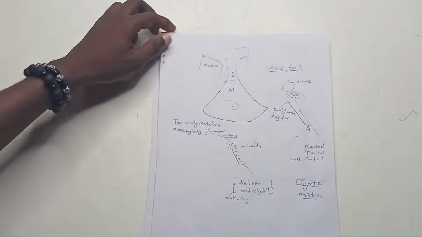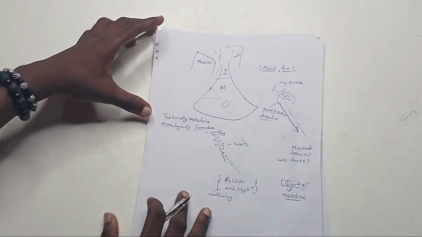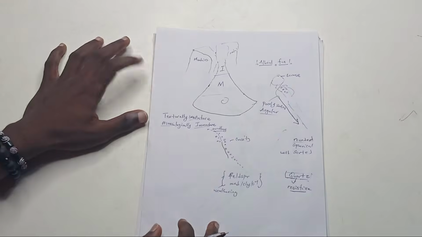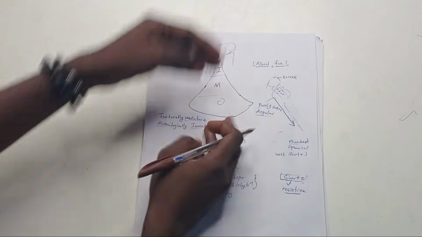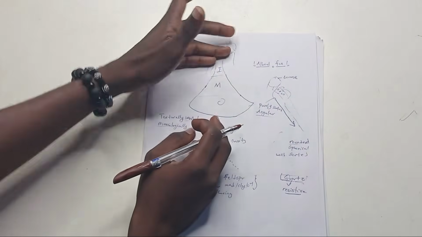Okay, what is the texture? What's the grade of the texture of an alluvial fan setting? Generally, you say it was immature, both texturally and mineralogically. But there are parts of the alluvial fan that are more mature than the others.